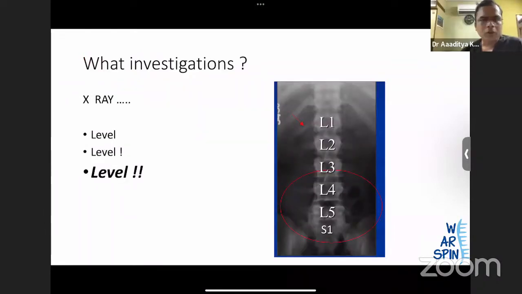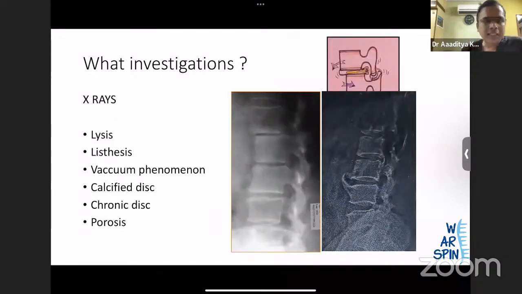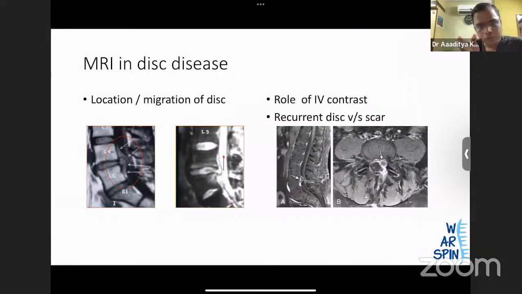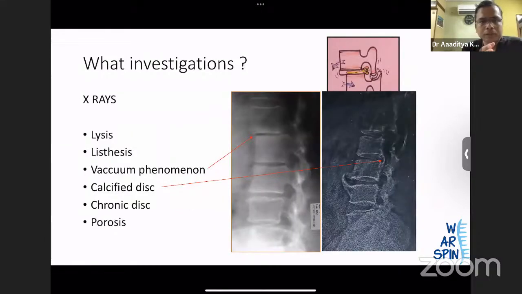X-rays are very important because there can be sacralization issues and segmentation issues, and they help us with proper level planning of our surgery. Even X-rays give us an idea about lysis and listhesis.